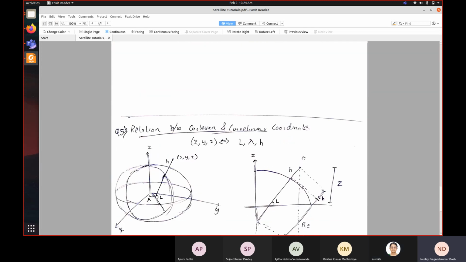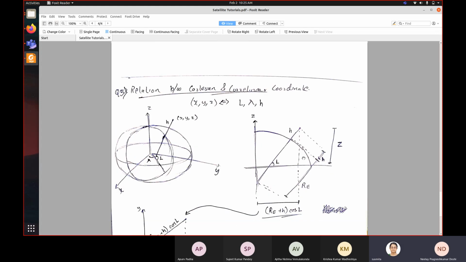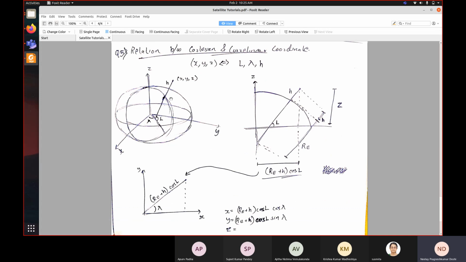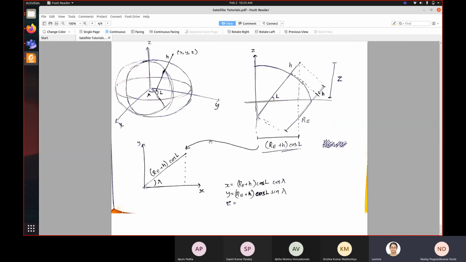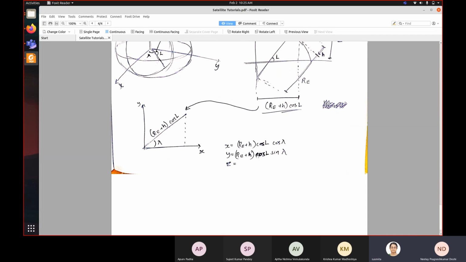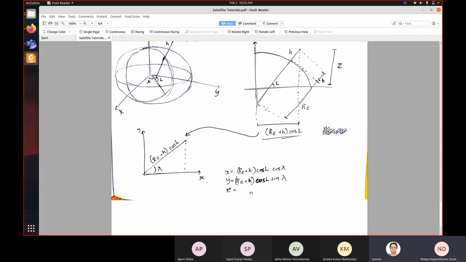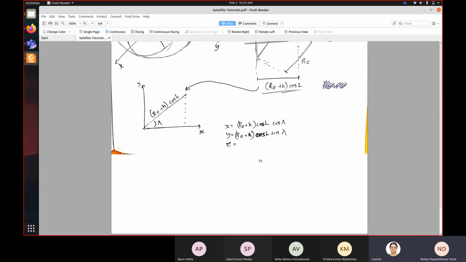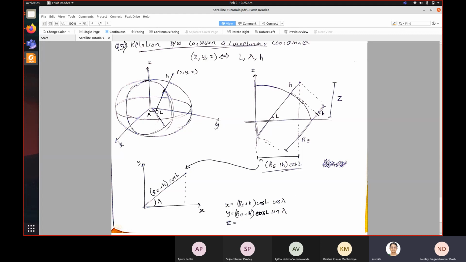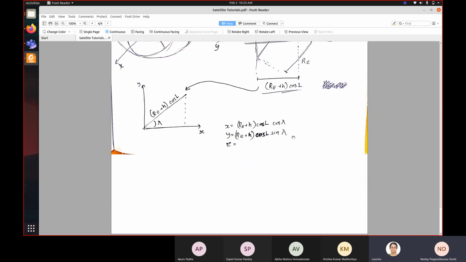Ma'am, the fourth one I did not get how to relate. Next, the fifth one, if we take the ellipse. Where did you do the steps for Z, ma'am? I did not understand it. You had to find Z in terms of latitude, longitude, and height. Yes, I tried, but I did not know how to do it. I couldn't visualize this Z part. Ma'am, that's all I've done.